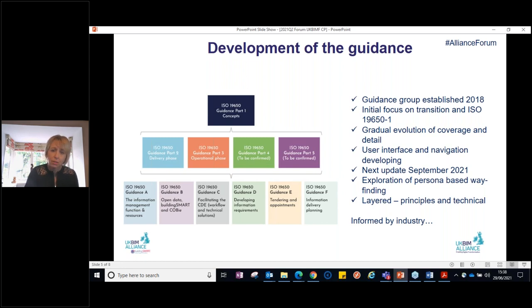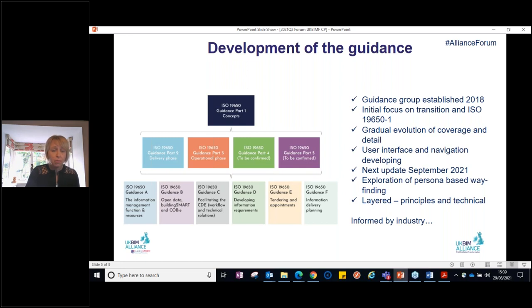And you've seen Anne put up this slide earlier with the structure on it, you'll see that the guidance comprises quite a few parts now. All of the guidance is undergoing a feedback activity at the moment, as well as new guidance being authored. So it's a busy time. And it's been a busy time since we started writing the guidance to enable the transition to ISO 19650 and then guidance part one. So the next update to the guidance, we're planning for release in September 2021. We're going to see some really helpful content there.